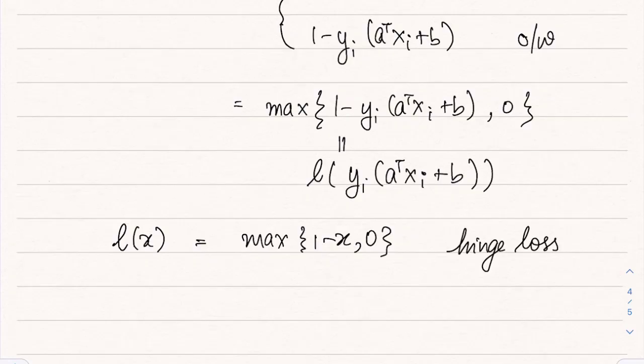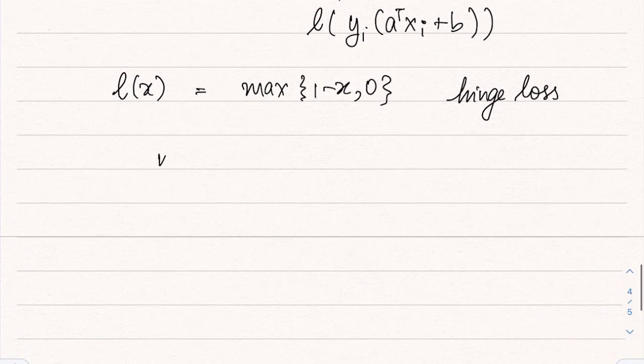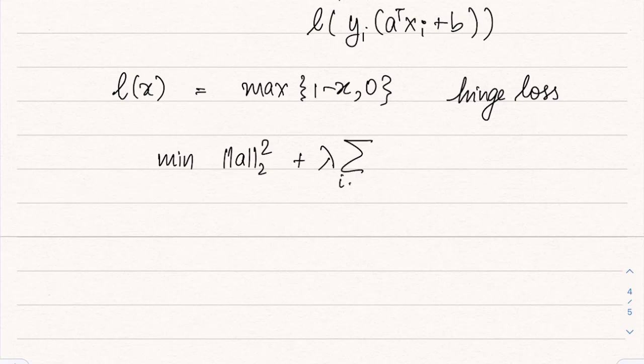So having defined the hinge loss in this way, we can write the original formulation as: minimize norm square of A plus lambda times summation over i from 1 to m of L of yi times (A transpose xi plus b), and there are no longer any constraints. So this is an alternative formulation which is in terms of this hinge loss.